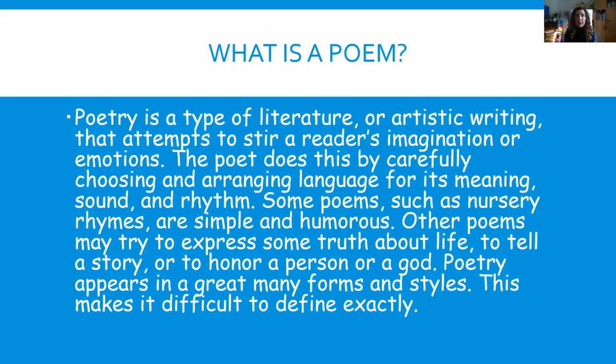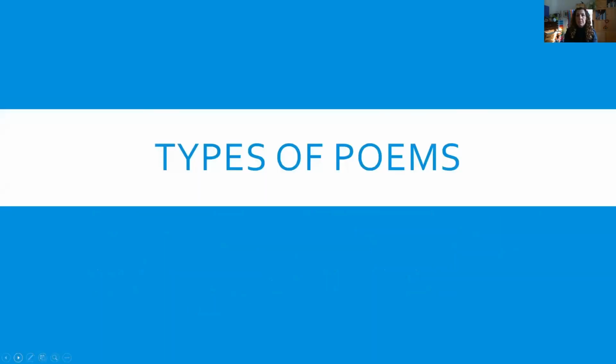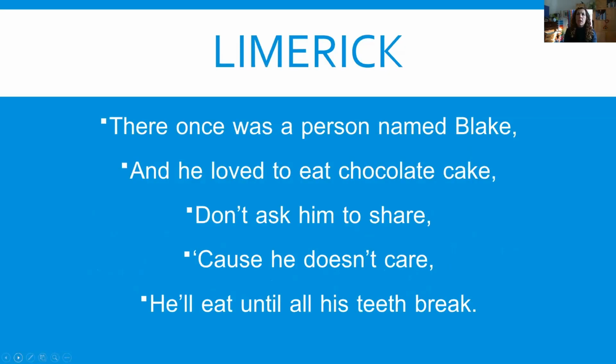Now today we're going to look at some different poems, and I can't go through all the different sorts of poetry because there are so many, because they like to split them into different types and different names. But let's have a little look at some. So some types of poems. The first one is a limerick. Now a limerick has to have 5 lines. Lines 1, 2 and 5 rhyme, and 3 and 4 rhyme, and it has a particular beat.